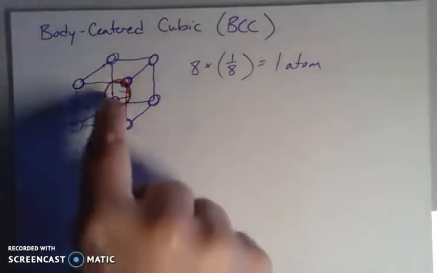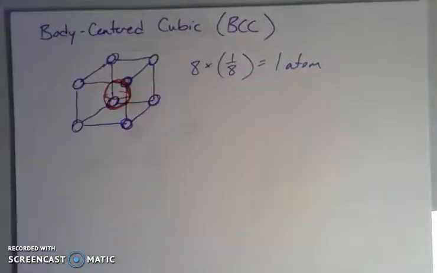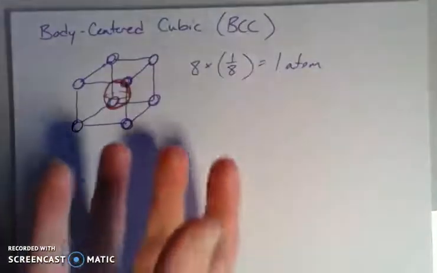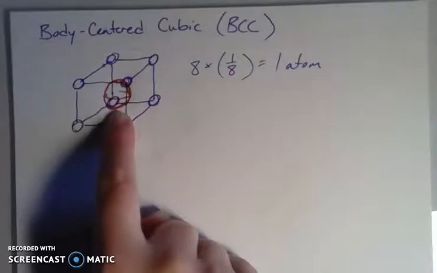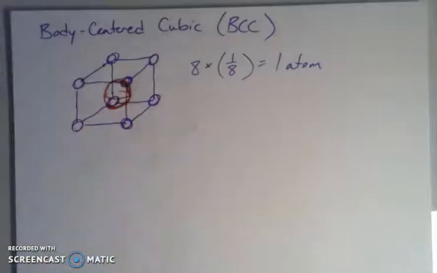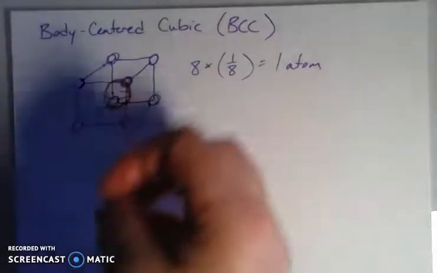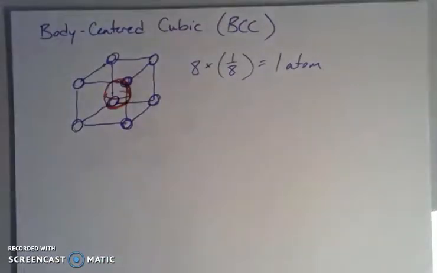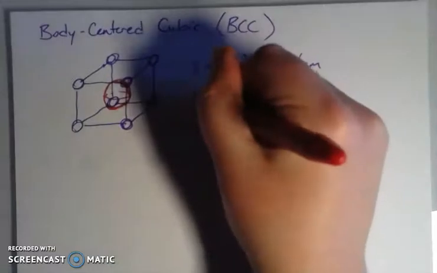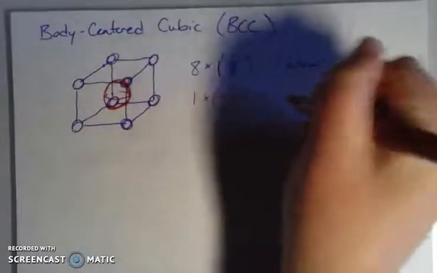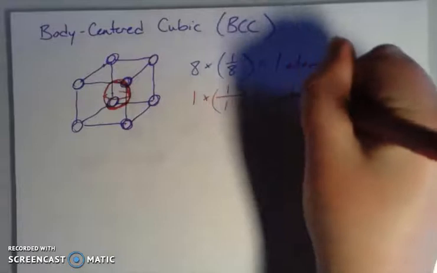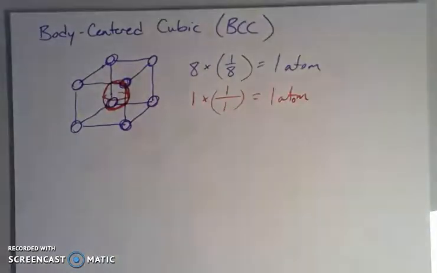And then this atom at the center, at the body center, is not being shared by any other of my unit cells. If I was to draw unit cells in all directions, then there would be an atom or an ion that's at the center of each of those unit cells, but they're not being shared by any others. So it's 1 atom completely surrounded by that box, that cube. So there's 1 times 1 over 1, if you want to think about it that way, which gives you 1 atom from the body center.